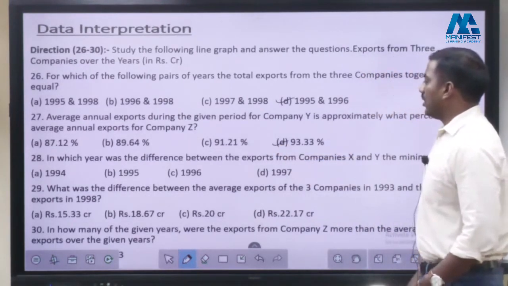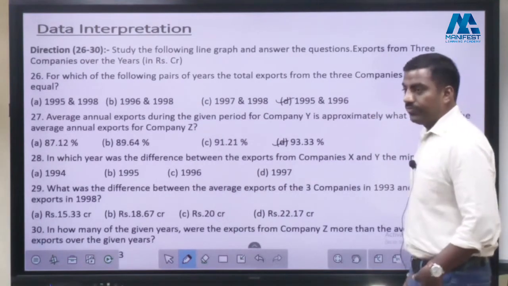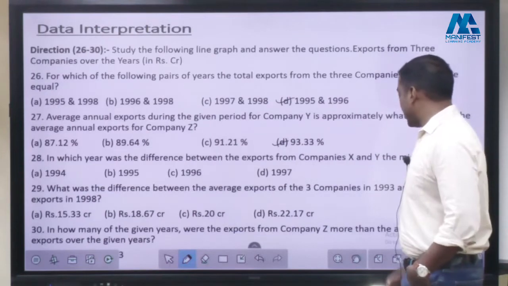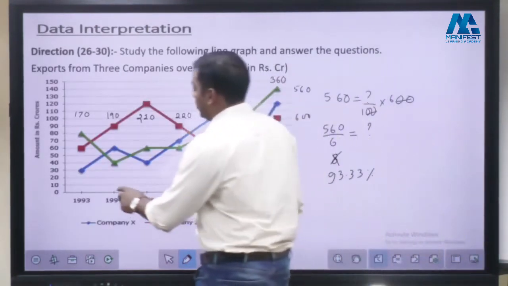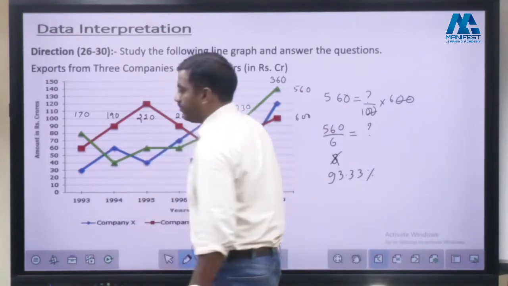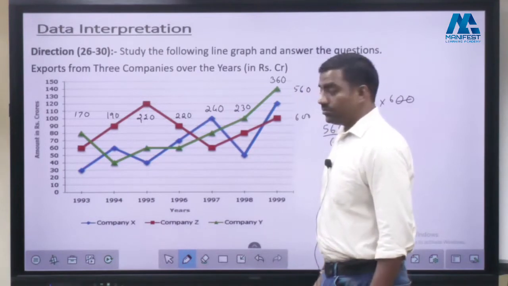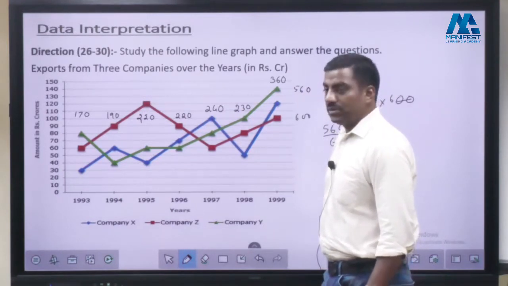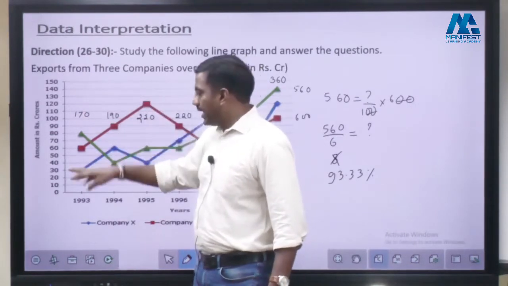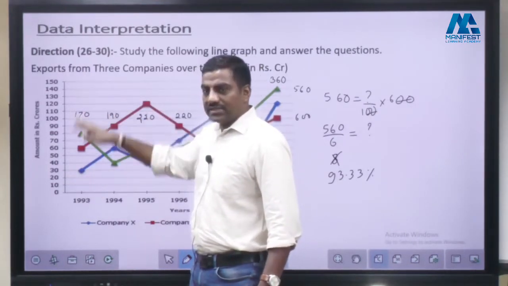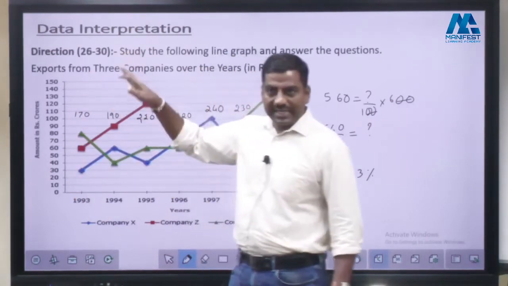In which year was the difference between the exports from companies X and Y the minimum? Between X and Y, the minimum difference. First you have to trace X and Y. This is rhombus and triangle, and the difference has to be minimum. Since this is a uniform scale, divided at divisions of 10, that is 10, 20, 30, 40, 50, 60, like that.